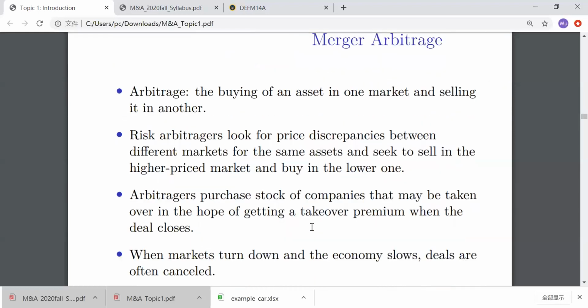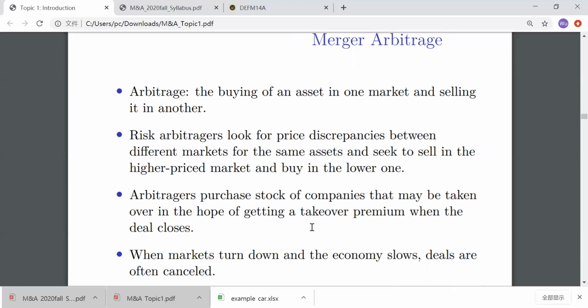So this is the merger professionals. Now, another party that might be involved in merger acquisition activity is called an arbitrager. What is the idea of arbitrage here? The idea of arbitrage is buying an asset in one market and selling it in another. So what do arbitragers do in merger acquisition? Basically, they look for price discrepancies between different markets for the same assets and seek to sell in the high-priced market. This is what arbitragers do.